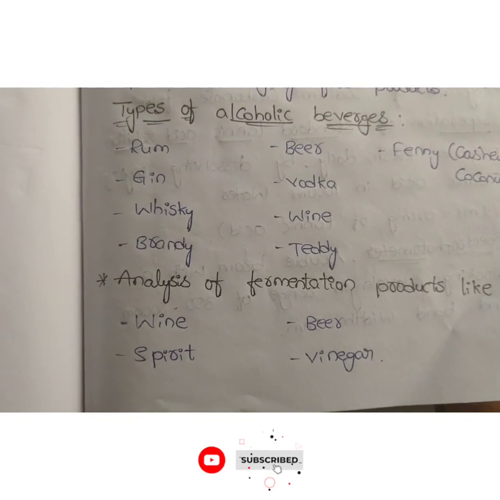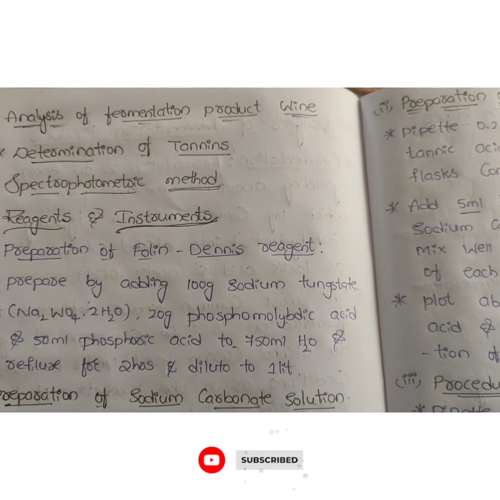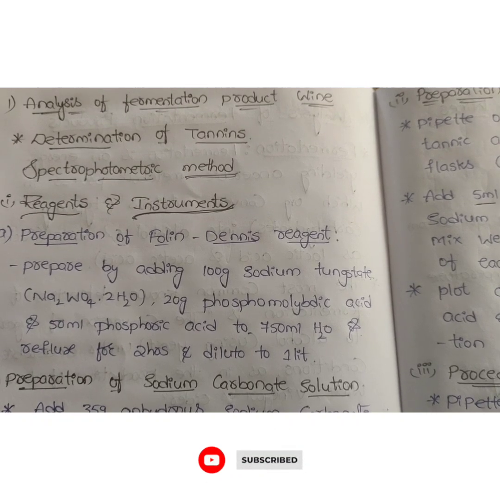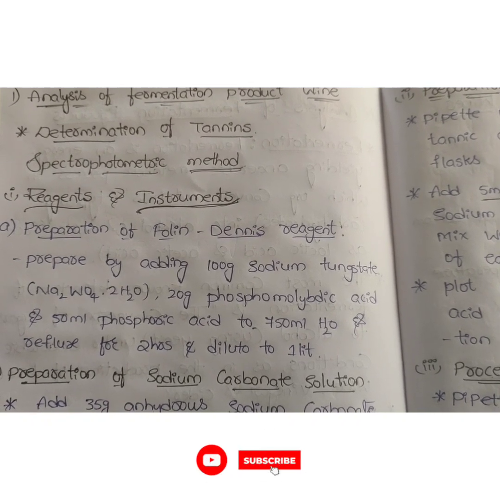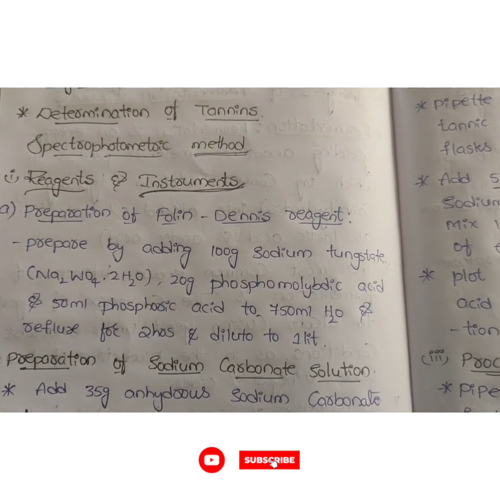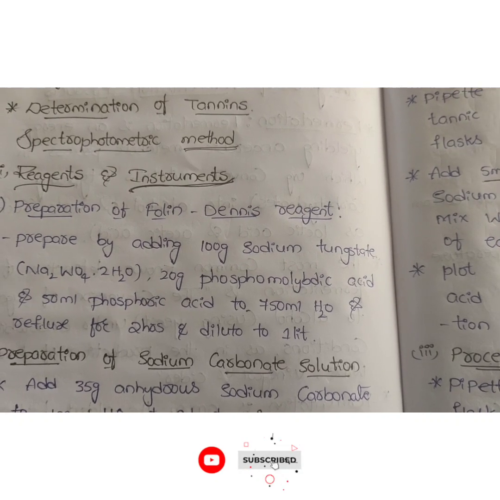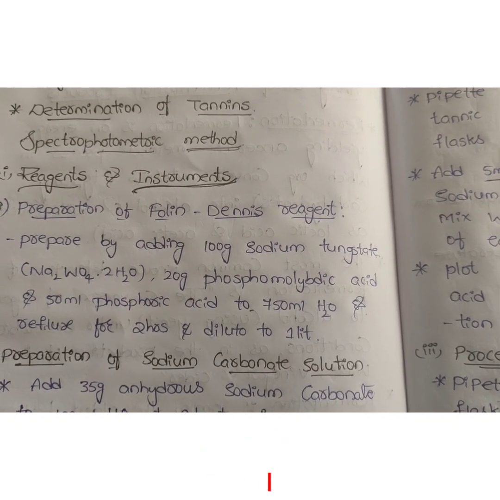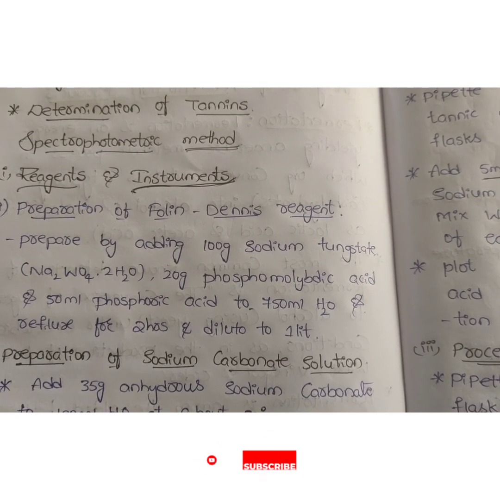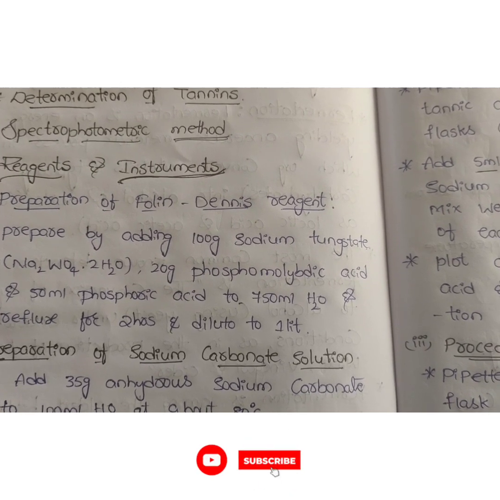Analysis of fermentation products like wine, beer, spirit, vinegar. For analysis of the fermentation product wine, determination of tannins by the spectrophotometric method: reagents and instruments. First of all, the reagents. Preparation of Folin-Denis reagent: prepared by adding 100 grams of sodium tungstate, 20 grams of phosphomolybdic acid and 50 ml of phosphoric acid to 750 ml of water, reflux for 2 hours and dilute to 1 liter.